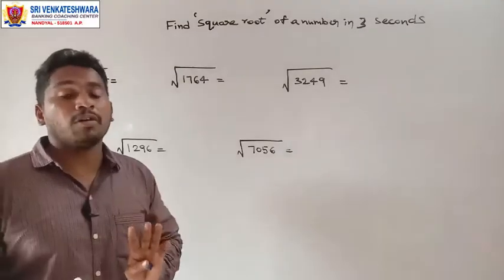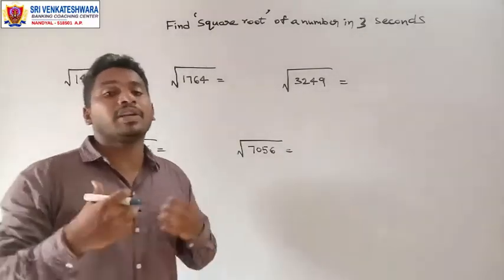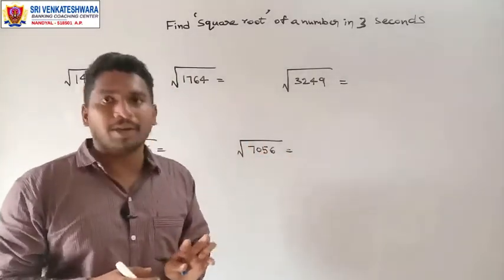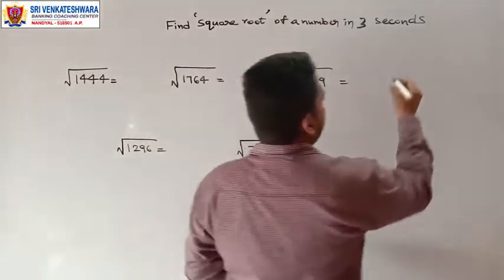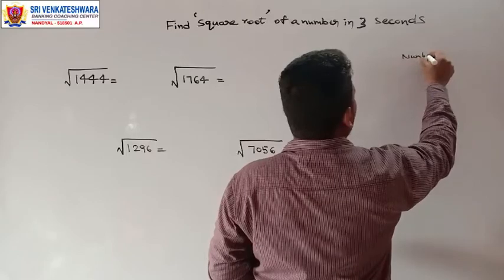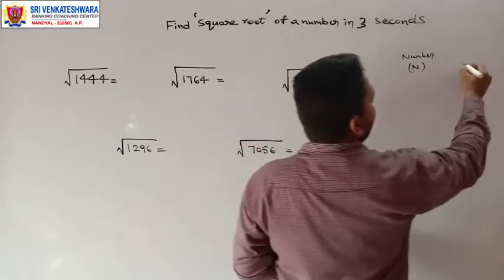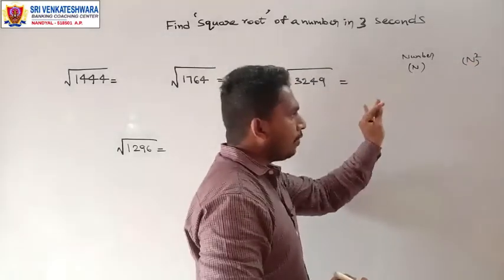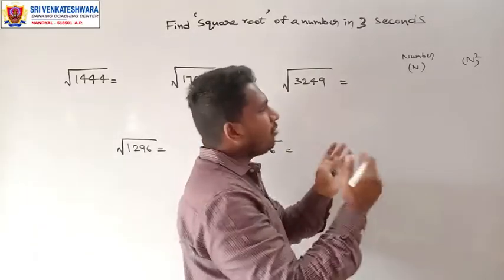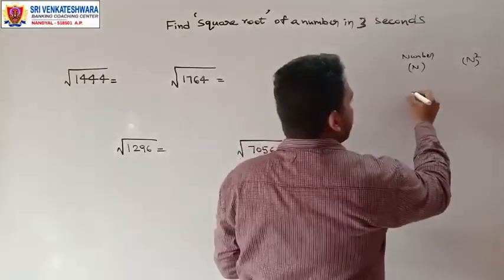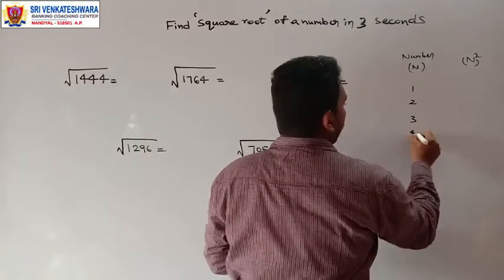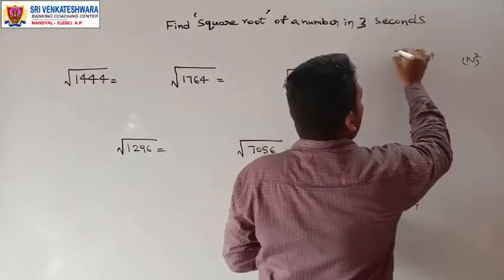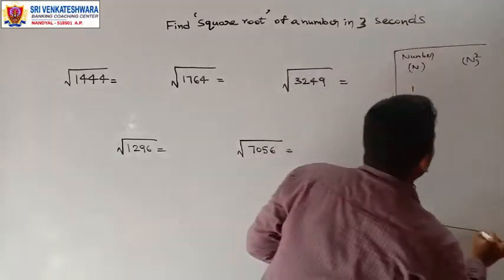Before solving them we have to draw a table. Even in your exam you have to keep that in mind in order to find the square root of a number. Let us have a look. This column is the number, let us take it as n, and this is the square of the number, n square. These numbers are nothing but 1 to 9. You already know the squares of numbers from 1 to 9, right? You just write them here: 1 2 3 4 5 6 7 8 9. And you just draw a table like this.